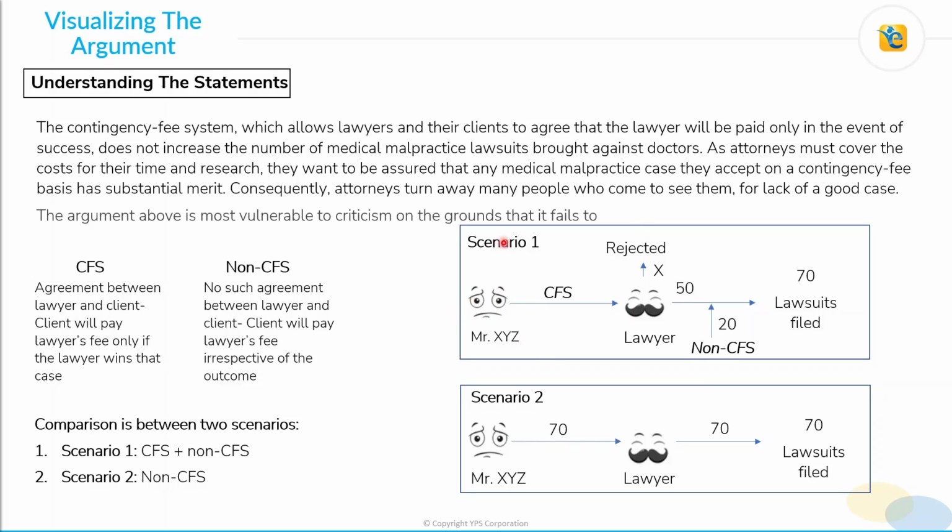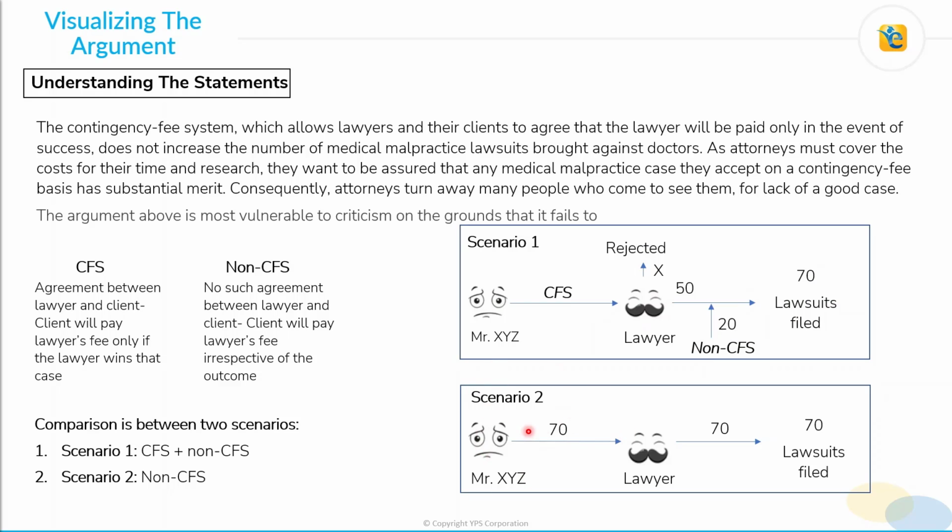Right? So in scenario 1, the lawyers are getting CFS as well as non-CFS cases. For non-CFS cases, it has not been given that they are rejected, and we don't have any reason to say that they are also rejected. So we are considering that all non-CFS cases are accepted, and lawsuits are filed. However, from the CFS cases, some are rejected. So let's say 50 got accepted, 20 were non-CFS, so 70 lawsuits were filed.